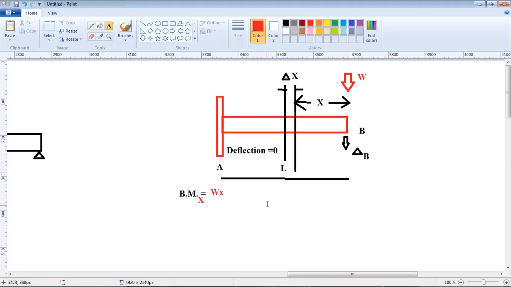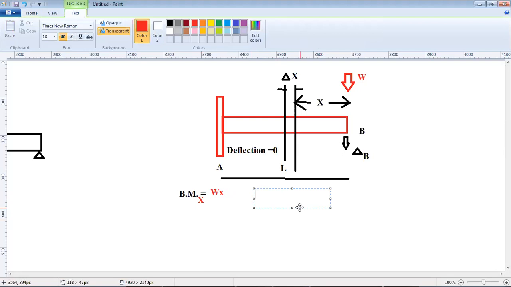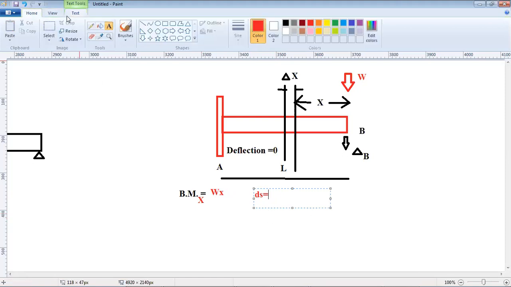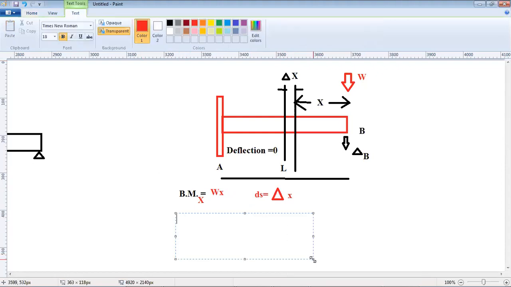Thereby, in this example, in the equation we just wrote, we mentioned ds for any bending moment section. It's actually equal to delta into X. Thereafter, what is the value of strain energy? It's U.